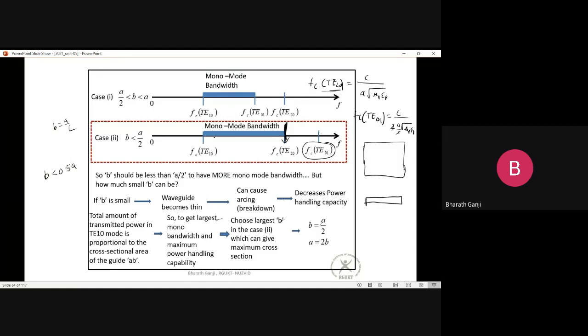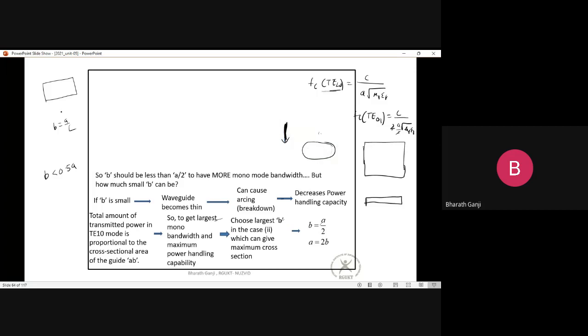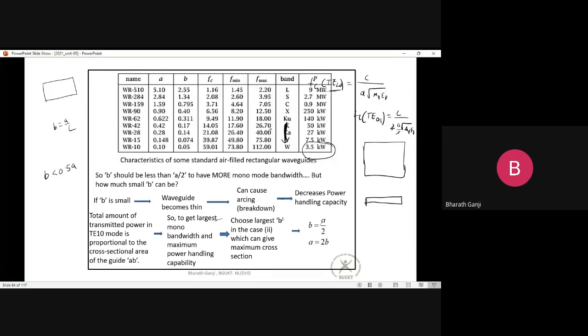పడుతుంది. ఒకవేళ a/2 కంటే ఇంకొంచెం ఇంక్రీజ్ చేశారనుకోండి, అప్పుడు it will go into this and your bandwidth will decrease. సో అలా జరగకుండా ఉండాలి అంటే, అలాగే మ్యాక్సిమం పవర్ హ్యాండ్లింగ్ క్యాపబిలిటీకి రావాలి అంటే the waveguides should always have this condition that b is equal to a/2, and that is what you see in most of the practical waveguides.